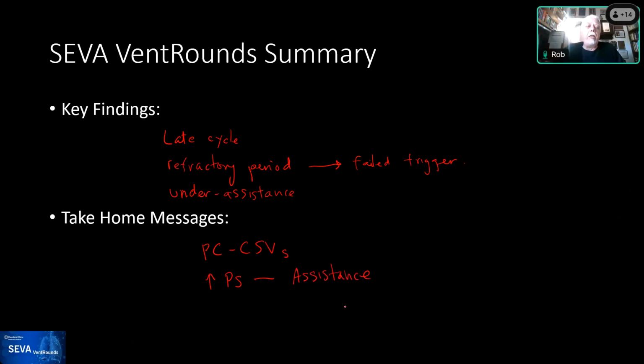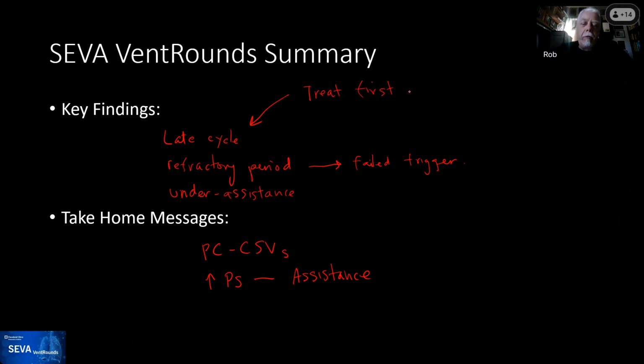Yeah, another key take-home message here is that you have to treat the primary asynchrony problem first. So that means you have to recognize them as distinct things, late cycle versus failed trigger. And you have to realize that the failed trigger was caused by the late cycle. So the late cycle is the primary asynchrony problem. Treat that first. If you went in there and tried to fix the failed trigger, let's say by fiddling around with the sensitivity, first of all, it wouldn't have worked. And second of all, you'd be wasting time and causing the patient to struggle unnecessarily.